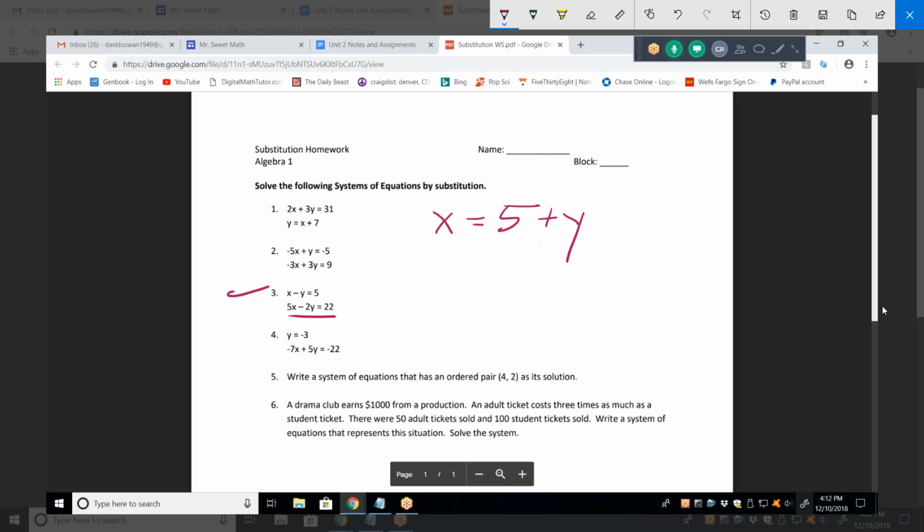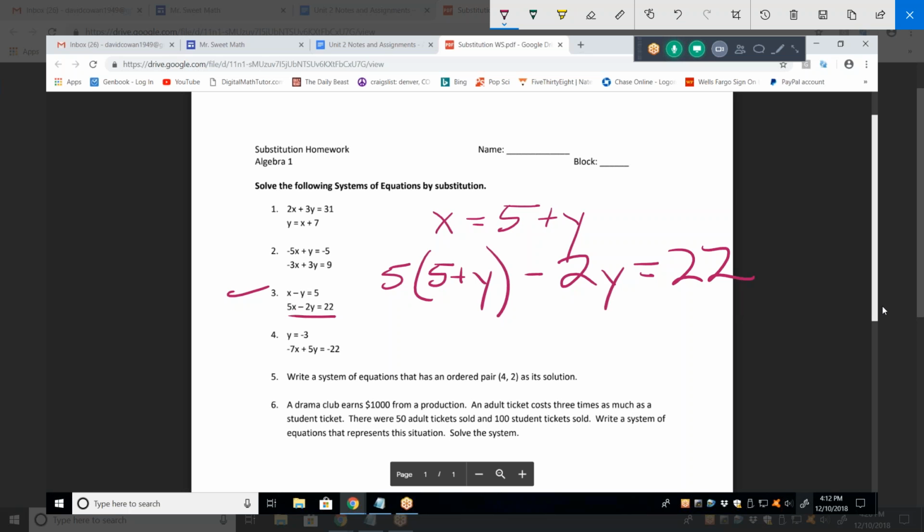So 5(5 plus y) minus 2y equals 22. Okay, keep going with that. Just what I'd like you to do is just read the next line. You don't even have to tell me what you're doing. I'll be able to tell whether you're doing it right or not. So read the next line that would be put together.